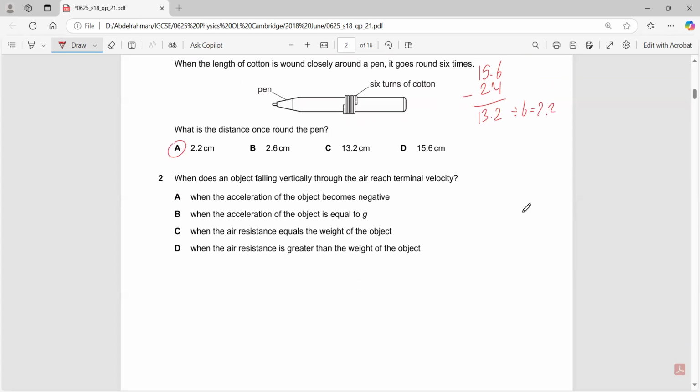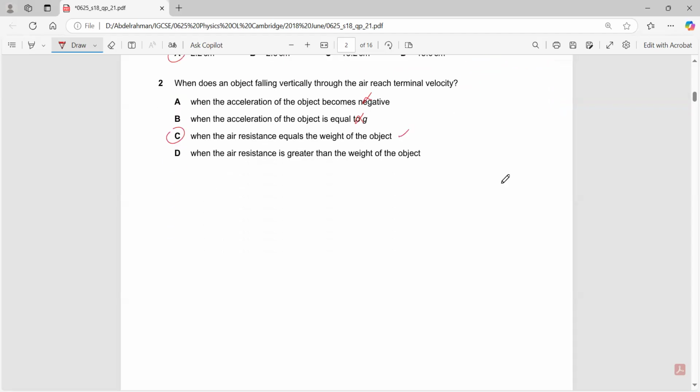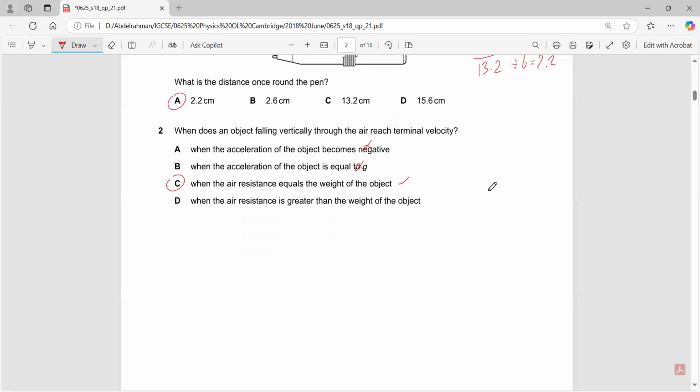When does an object fall vertically through air reach terminal velocity? Terminal velocity means that it reached a constant speed. When the acceleration of the object becomes negative. No. When the acceleration is equal to g. No. When the air resistance equals the weight of the object. Yes. When the air resistance becomes equal to the weight of the object, the resultant force on the object is 0. Therefore, it's moving at a constant speed. Okay.